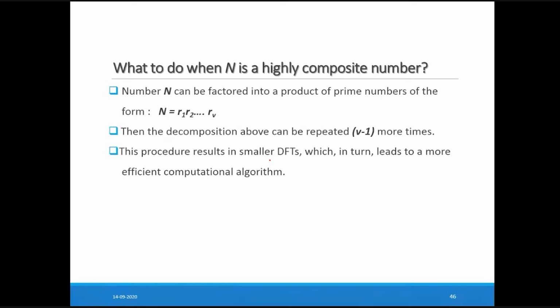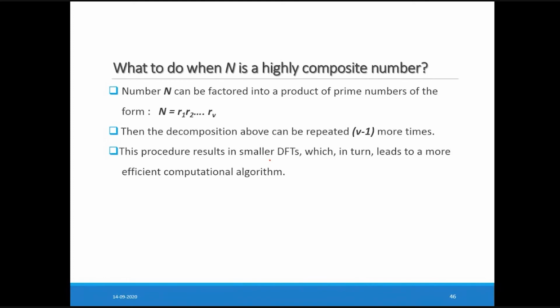Just a second, Rishabh. At max, we can reduce it to square root of n. Okay, so n can be factored into a product of prime numbers of the form n is equal to r1, r2 up to rv. In this case, the decomposition above can be repeated v minus 1 more times.